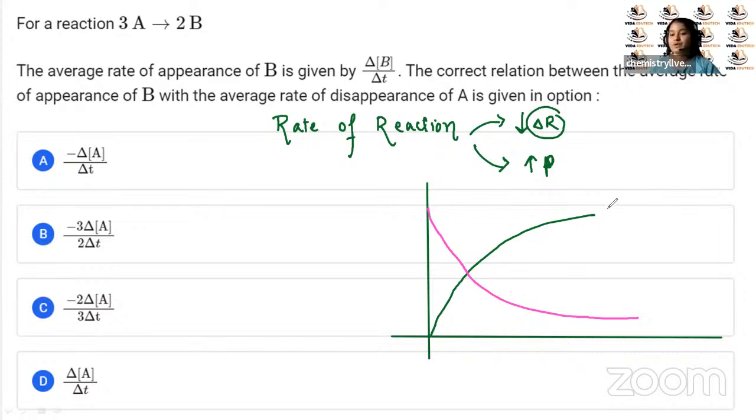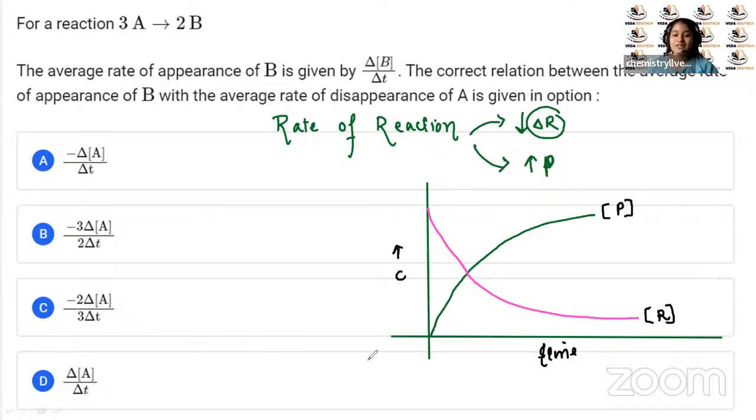So this one is your product. Why? Because this is time and this is concentration. Okay, time and concentration. So what happens, children? With time, the concentration increases for products and decreases for reactants. Yes or no, children?